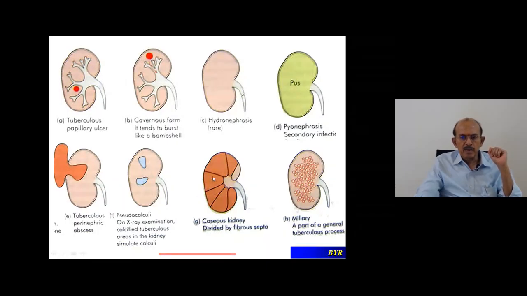Sometimes the tuberculosis infection may involve the whole kidney. So the whole kidney will be infected and get caseation. Because of the disease of the pyramids, each pyramid is caseated. So the septa between the pyramids will manifest like septa between the caseated material. So it is a septated caseous kidney. Then there may be multiple miliary tuberculosis, that means there may be multiple tubercles over the kidney. So these are the types of lesions produced by tuberculosis of the kidney.